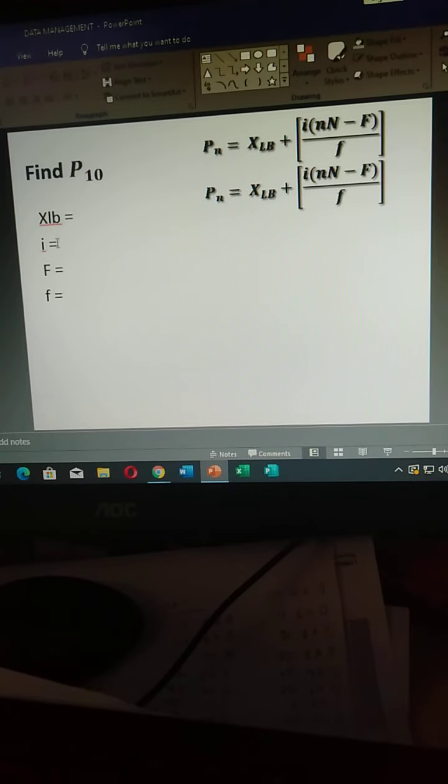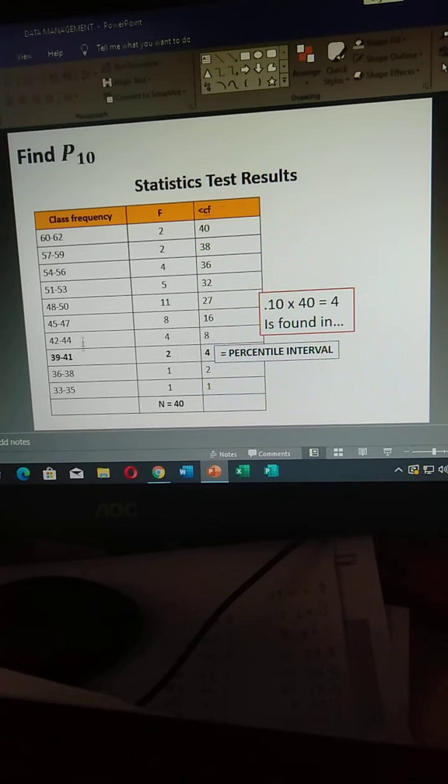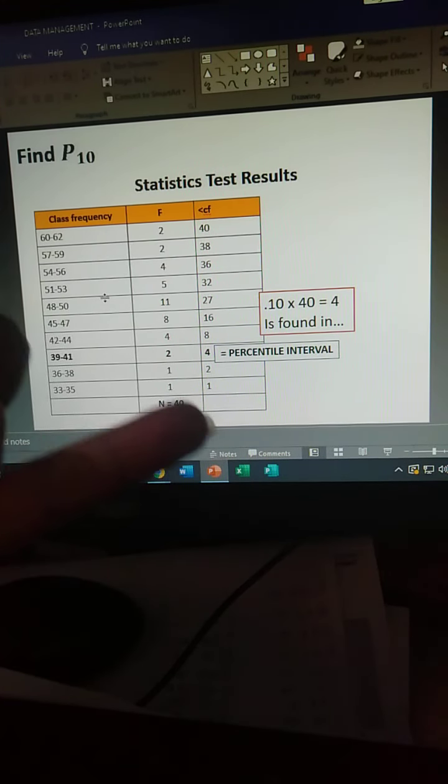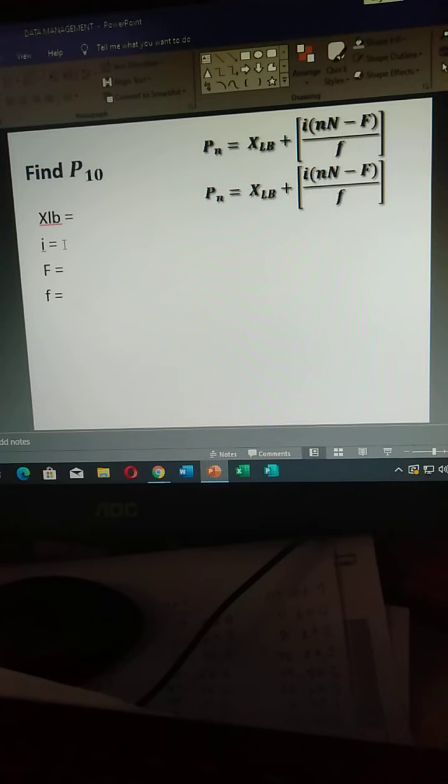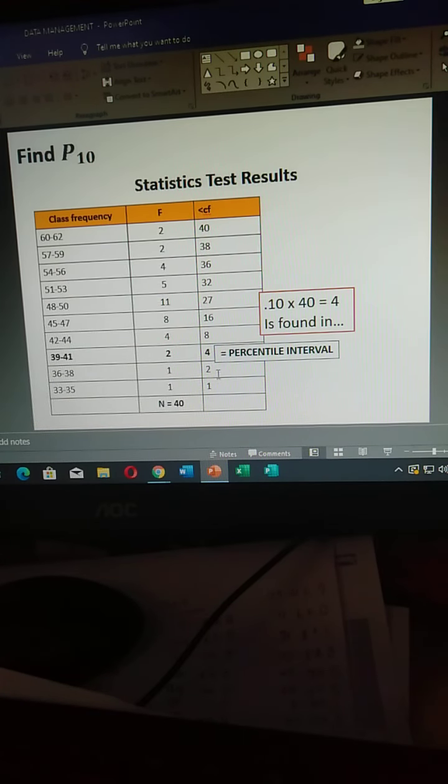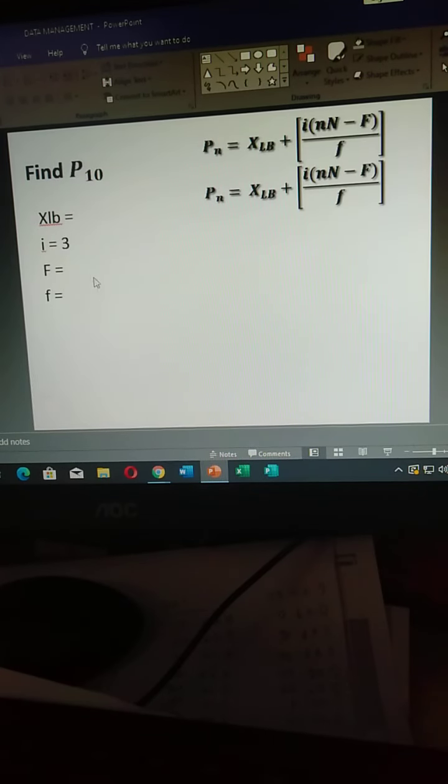Ayan. So, hanapin natin yung mga, himay-himay muna natin bago natin i-solve. First, let's look for the interval. So, dito, tatlong interval ulit, no? 39, 40, 41. So, tatlong interval. Our interval is 3. How about the cumulative frequency before the percentile interval? It's 2. Yung capital F will be 2, and then the small f here, the frequency of the percentile interval is 2. So, 2, 2.